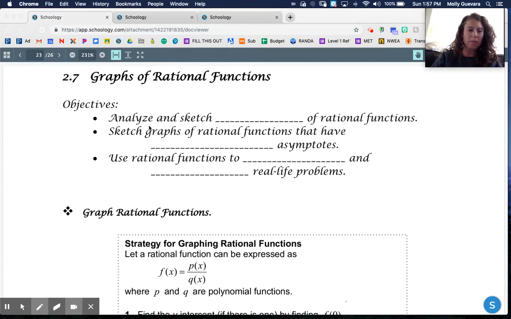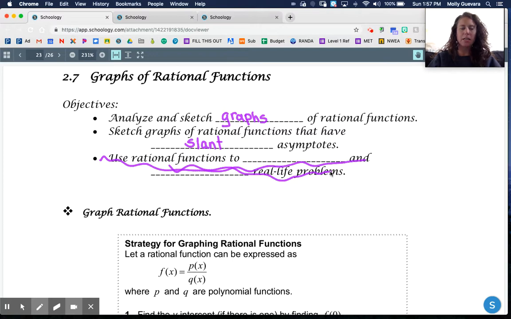Okay, so our first objective is to analyze and sketch graphs of rational functions. Then we're going to sketch graphs of rational functions that have slant asymptotes. We have not learned about slant asymptotes yet, but we will get there. Actually, we're going to take the last objective off. Sorry, I forgot last second. We're not going to do the word problem today. We're just going to look at how we sketch these functions.